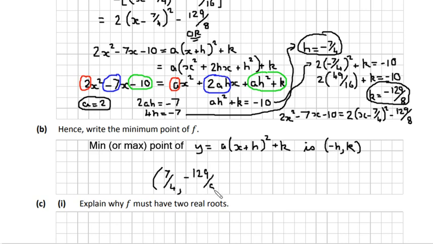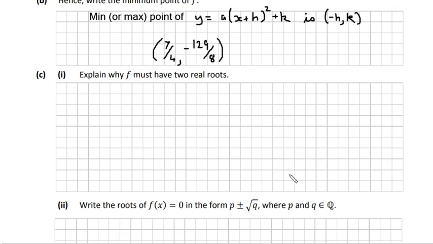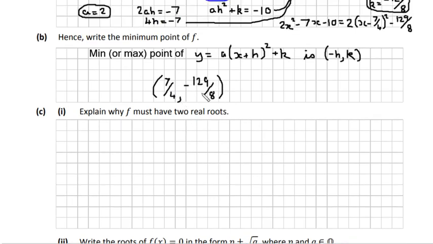So that is the minimum point of f. Okay, and then moving on to part C. Part C, part 1 says, explain why f must have 2 real roots. So I was looking for an explanation here. So now we're going to use the fact that we know this is the minimum point.